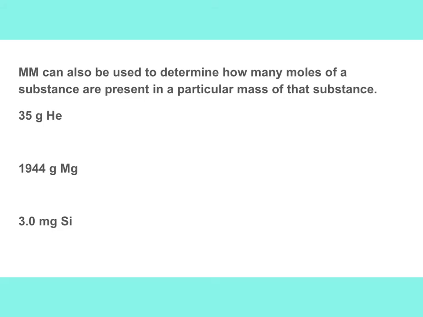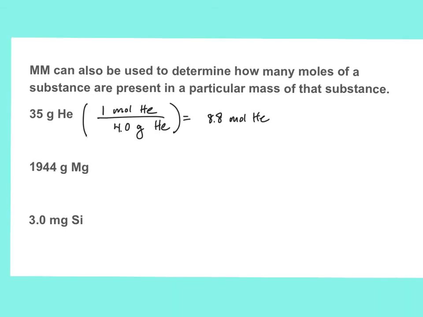We can also use the molar mass to calculate in the other direction. That is, start with grams and determine how many moles would be in a sample of that many grams. So let's set these up and go through them one by one. In the first example, the molar mass of helium from the periodic table is 4.0, but notice in this example, I need to invert that relationship so that grams is able to cancel.